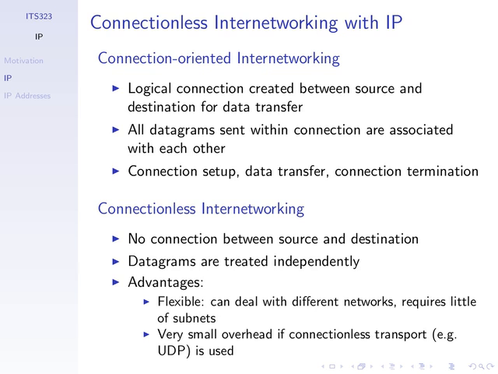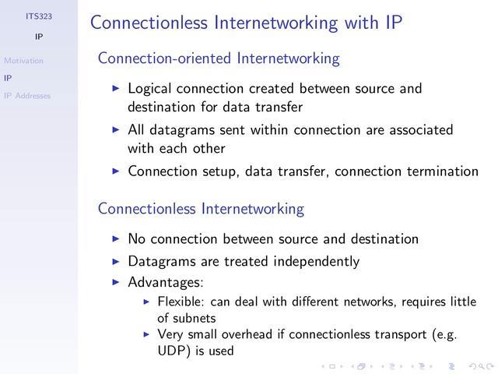What does IP do? IP, we said before, is a connectionless internetworking protocol. Well, what does that mean? Let's compare it to a connection-oriented internetworking protocol first to explain. If we had a connection-oriented protocol, then we establish a connection between source and destination before we send data.